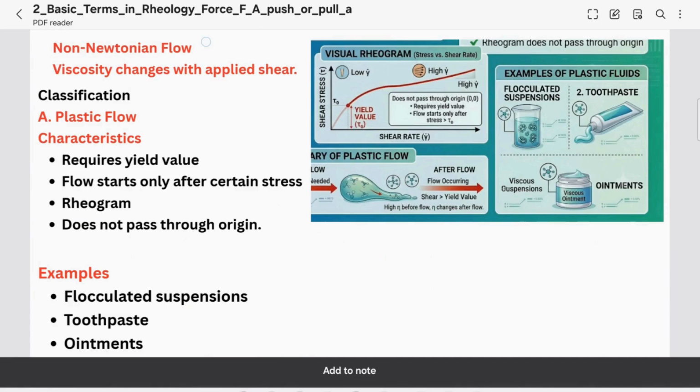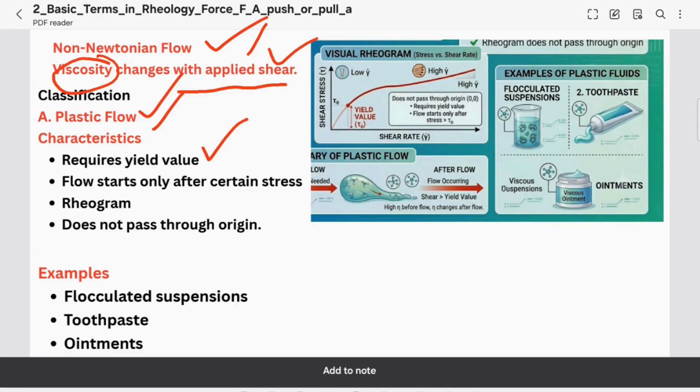Now the non-Newtonian flow, that is, the viscosity is going to change with the applied stress. So what happens in the Newtonian flow of liquid? Here the viscosity remains constant, but in non-Newtonian flow the viscosity changes with applied shear stress. So here we can classify the non-Newtonian flow as follows. The first one is plastic flow. What are the characteristics of this type of flow? It requires a yield value to start a flow.